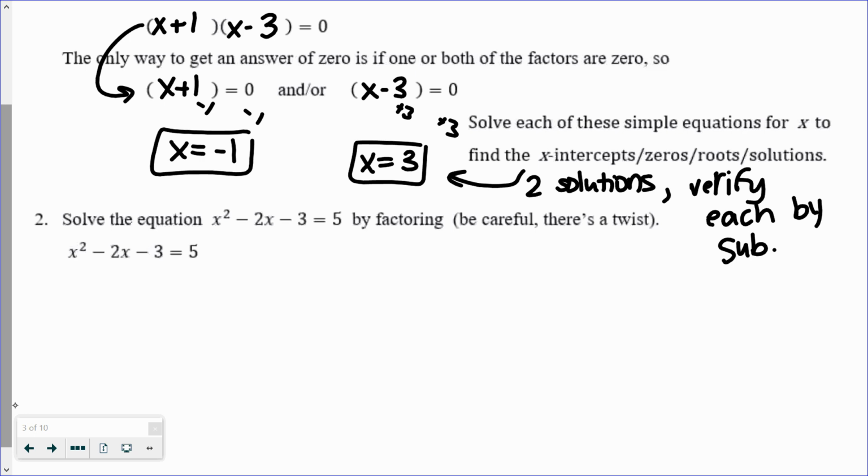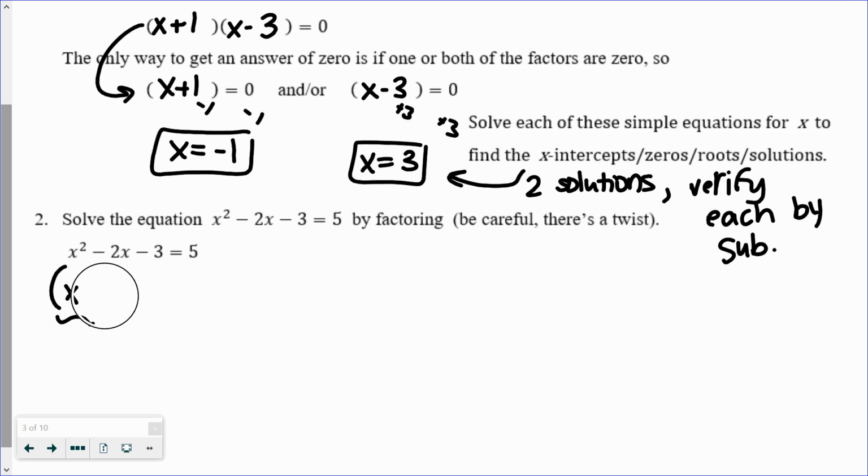So the next one says solve the equation x squared minus 2x minus 3 equals 5 by factoring. And it says be careful, there's a twist. So what we see right now is it's equal to 5. Don't start writing this down because I'm going to erase it immediately. If I factored this as x minus 3, x plus 1 equals 5, now what I would need to do is figure out what these two multiplied together to would be equal to 5. And that would be really hard to figure out.